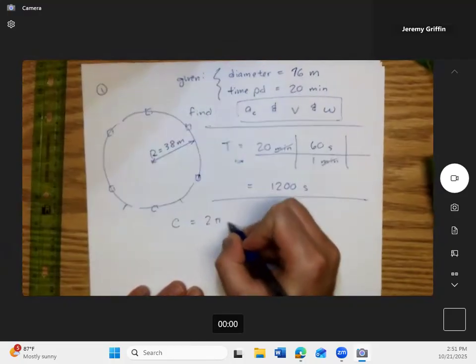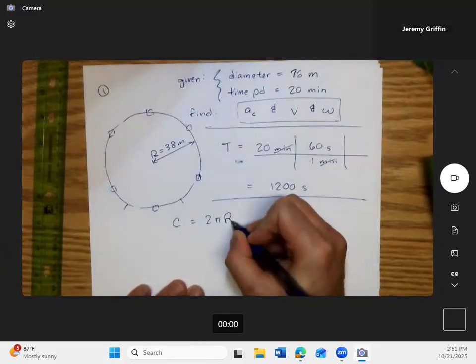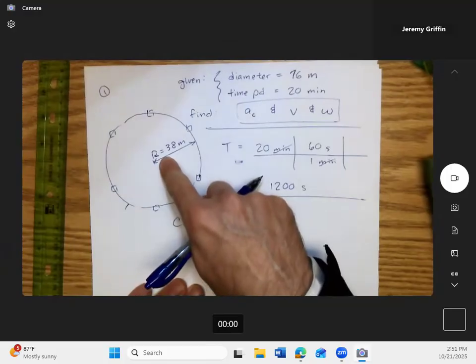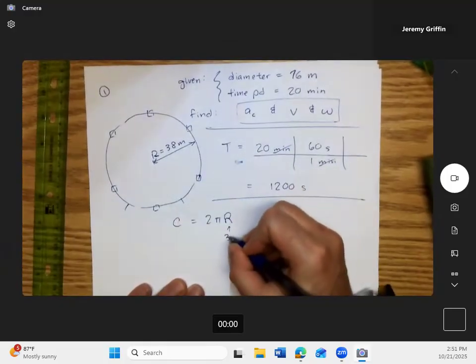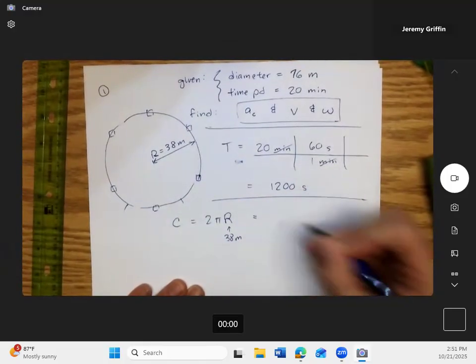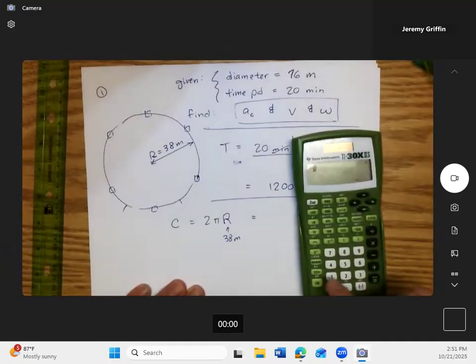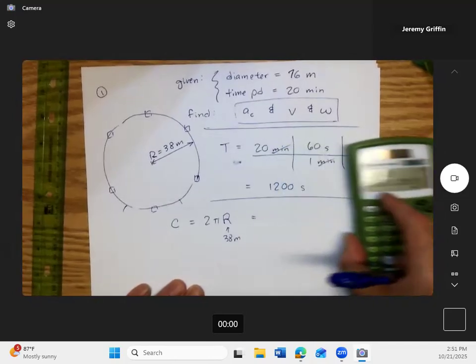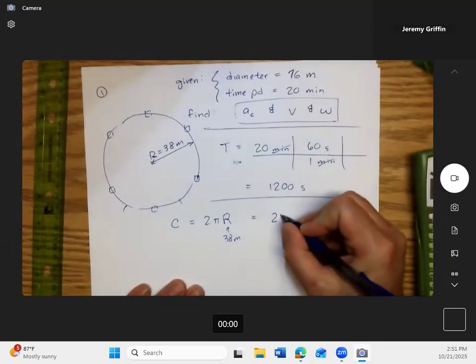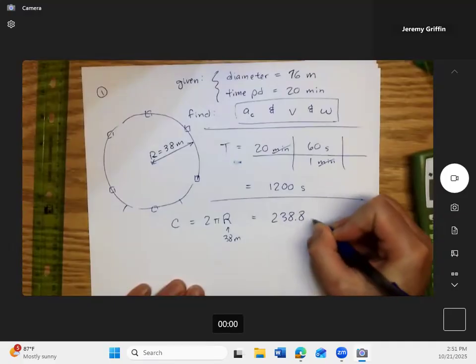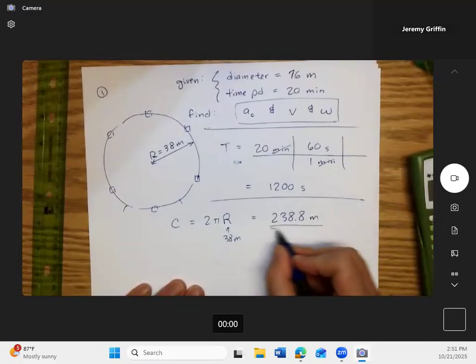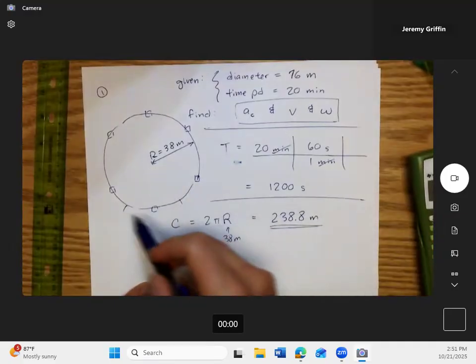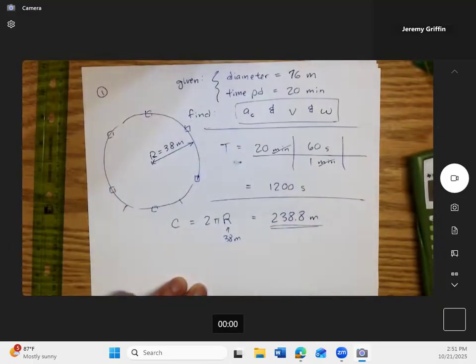2 pi r. Right. And actually, we do know r. Here, I'll make this capital R. Okay. Because that's this right here, isn't it? So this is like 38 meters. Okay. Now let's get a decimal value for here. 2 pi times 38. So I'm looking at about 238.8 maybe, if I round to the nearest 10. 238.8 meters. Okay, that might be helpful. Maybe I'll hang on to that. Okay, so that's how far it is all the way around.